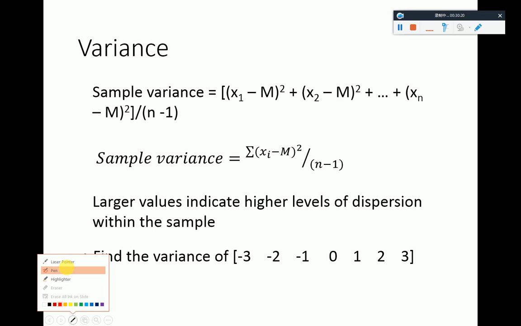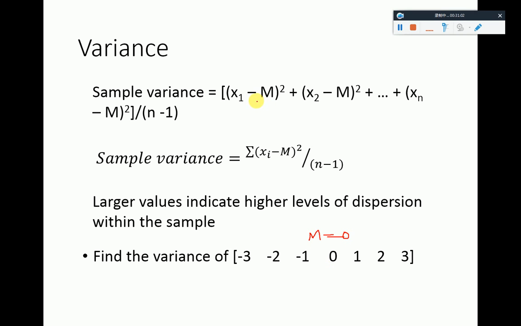Again, our first step is to find the mean. What's the mean of these 7 values? 3, 3, 1. I make your job easy. If you're familiar with calculating these kinds of values, you know that 1 cancels out with -1, 2 cancels out with -2, and these two will also cancel each other out. So the mean actually is 0.